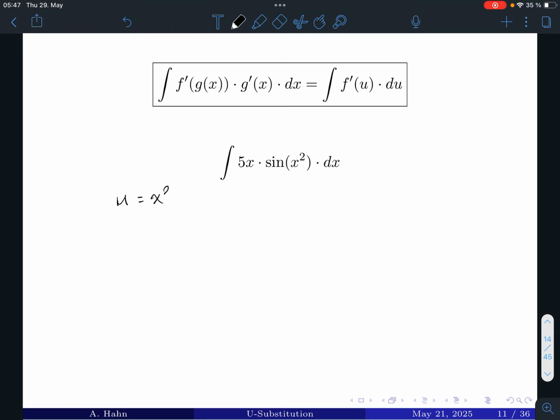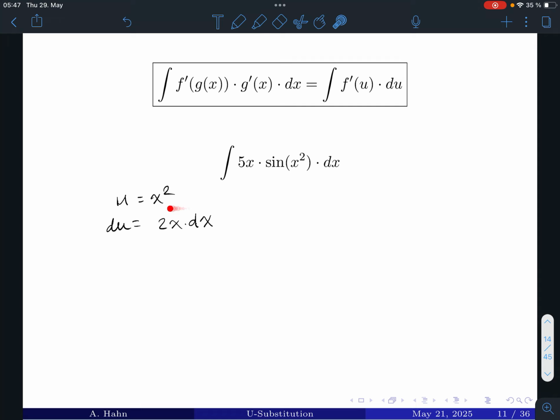So what we're going to say is u is equal to x squared. And then like before, du is going to be 2x dx. And I just skipped a step. So instead of writing du dx is equal to 2x, we can just directly write du is equal to 2x dx. And the issue that we can see immediately is that we don't have a 2x dx in the problem. We have a 5x dx in the problem.